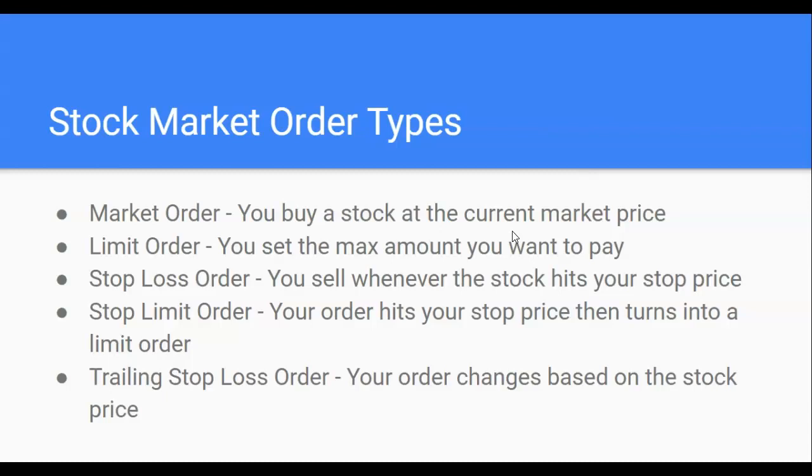So market order, that's when you buy the stock at the current market price. So if Apple stock is trading at $330 and you set a market order, you're going to buy Apple stock or sell it at $330. A limit order is a very powerful tool. So what it does is it says, okay, instead of buying Apple stock at whatever the current price is, I'm not going to pay more than, let's say, $325.